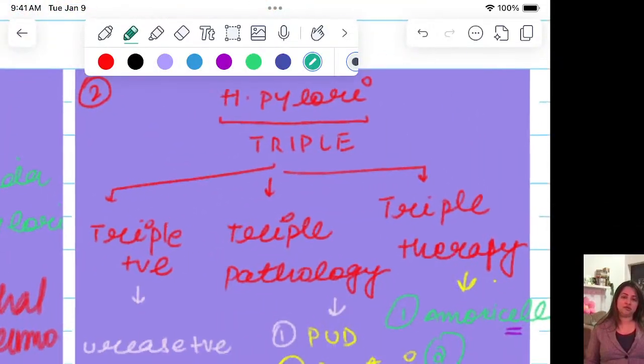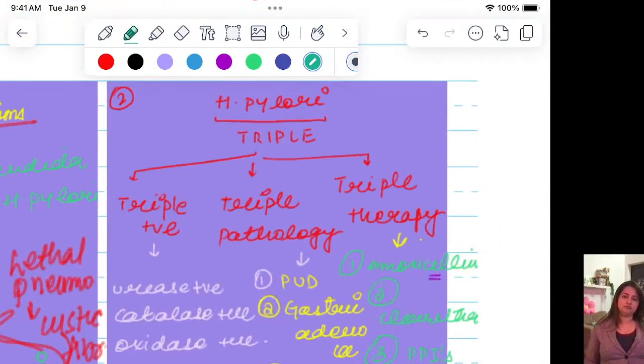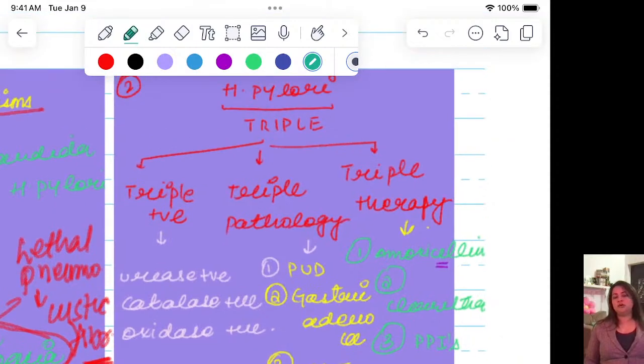Now look here. Look at this flashcard. So whenever you talk about H. pylori, okay? So you remember triple. Triple से you remember three things: triple positive, triple pathology and triple therapy. तीन चीजें सबसे important है H. pylori की. This is how you have to remember it.